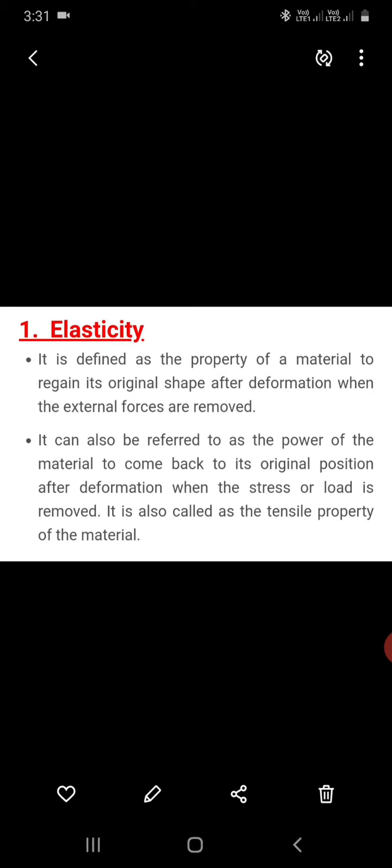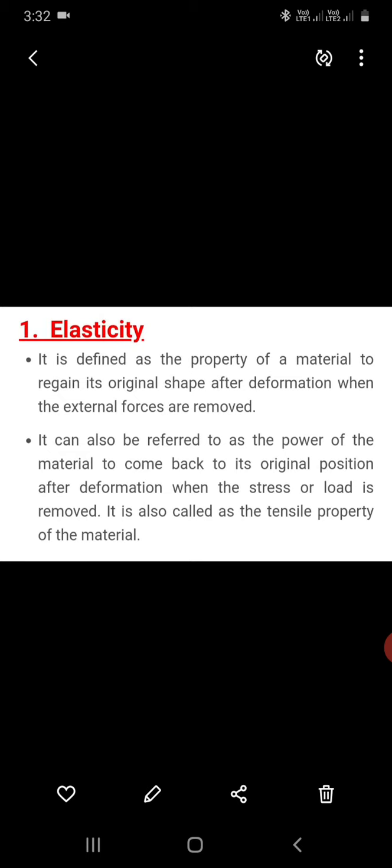In that, the first one is elasticity. It is defined as the property of a material to regain its original shape after deformation when the external forces are removed. When the external force is applied, it undergoes deformation and a change in shape. When the loads are removed, it goes back to its original shape. Such property of a material is called elasticity. It can be referred to as the power of a material to come back to its original position after deformation when the stress or load is removed.